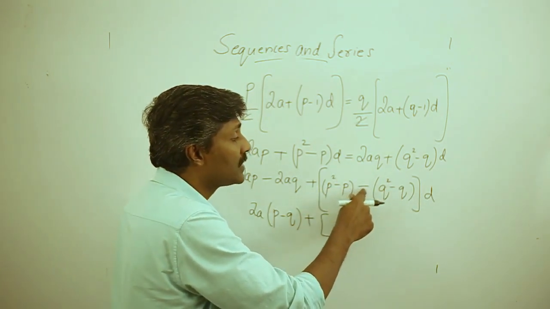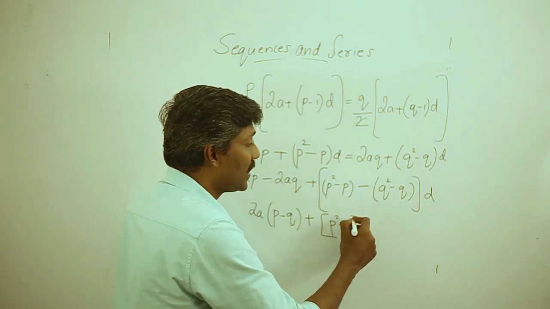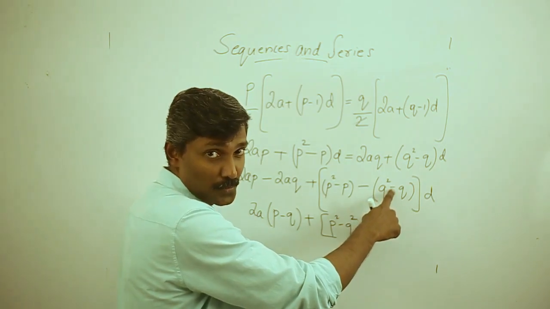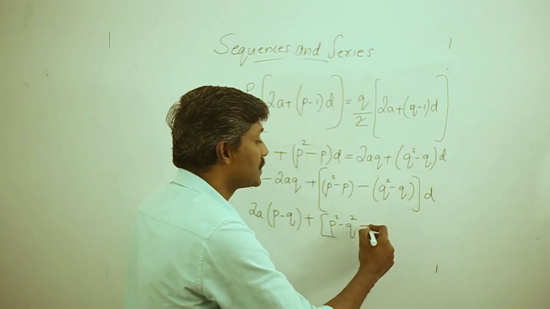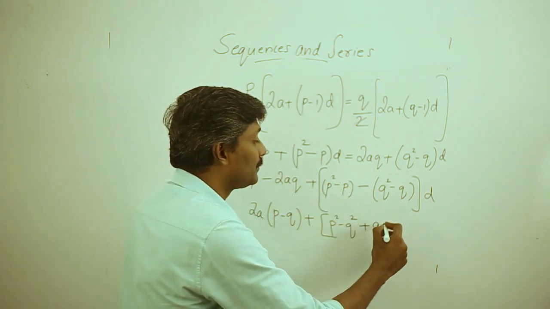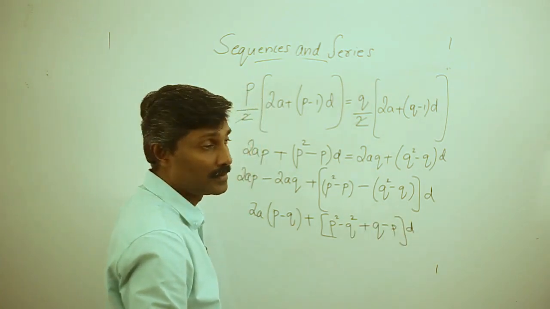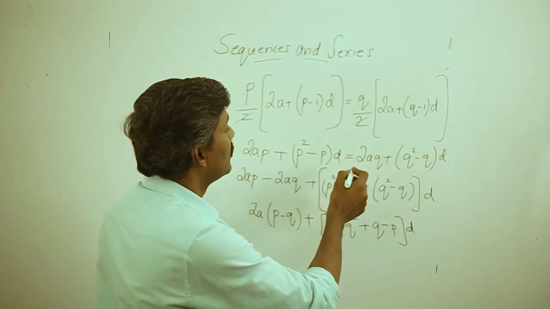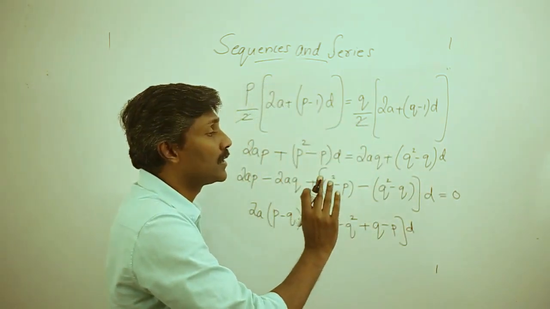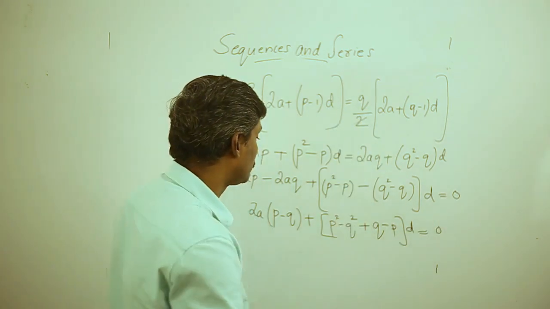P square minus Q square, right? So this becomes P square minus Q square, and then minus of minus Q is plus Q, so this becomes plus Q minus P into D. Correct? Now, this is equal to 0 because I have brought all the terms to the left side, so nothing is left on the right side, it is 0.